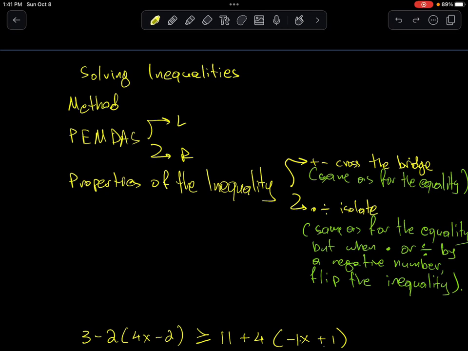You add the same number or you subtract the same number. And then we apply the multiplication and division property of the inequality to isolate. Those are the same as for the equality, meaning whatever we multiply one side with or divide, we do the same for the other side. But when that number that we multiply or divide with is a negative number, then we have to flip the inequality, and that's the method. It's almost the same as the method that we used in solving equalities.